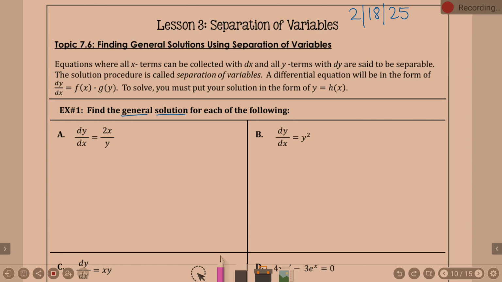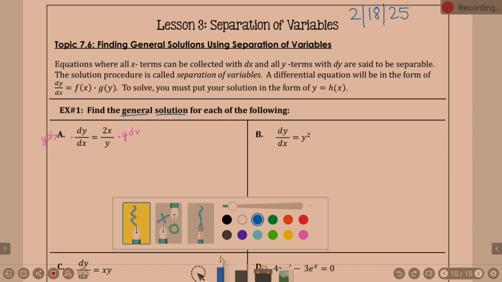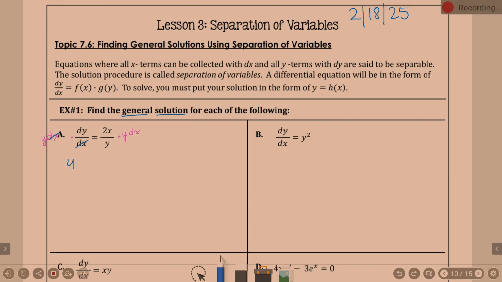Okay. Basically multiply out the denominators, right? If we want to get dx to the other side, we're going to have to multiply by dx. If we want to get y out of here, we need to multiply by y. So we're basically multiplying both sides by y dx. Okay. With that in mind, on the left, the dx's cancel and you have y dy. On the right, the y's cancel and you have 2x dx. So we have separated our variables, yes?